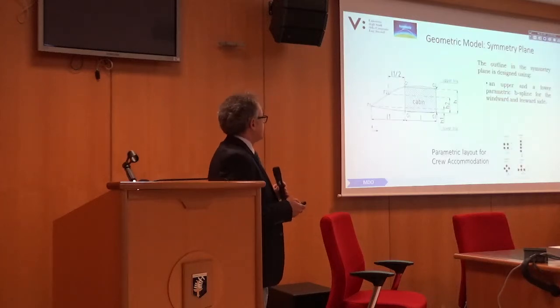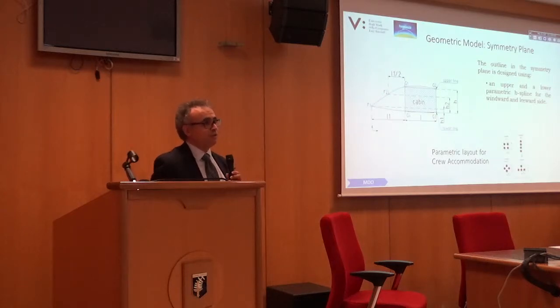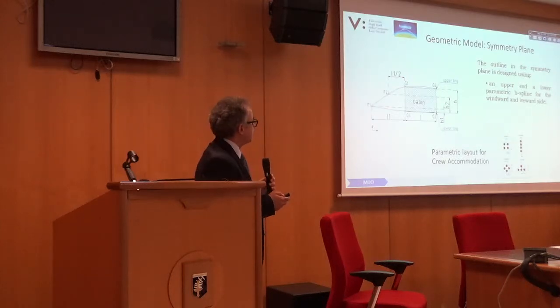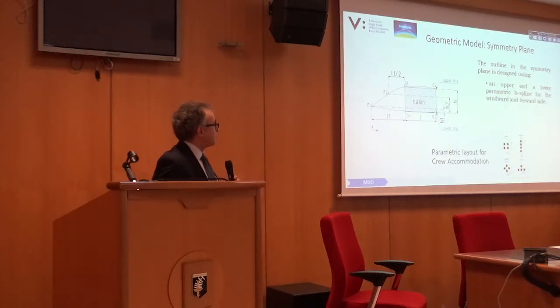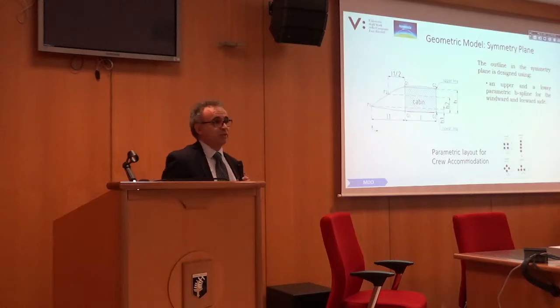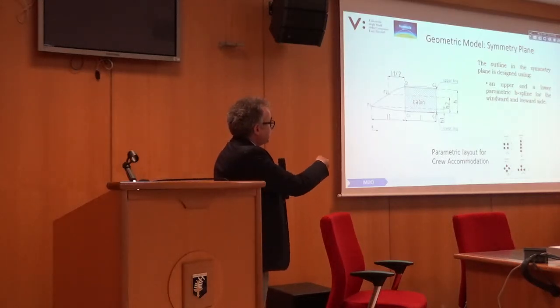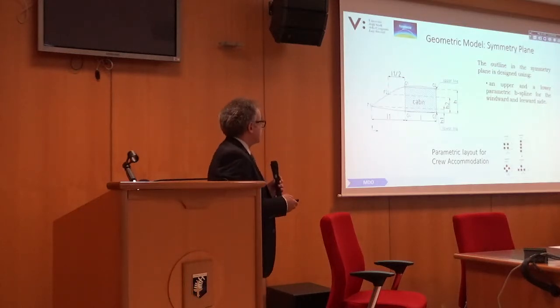This is an example of the parametric model we usually use for the airship design. We have a lot of parameters that we consider in the optimization process, and for instance we also look at the layout arrangement for the crew accommodation. On the right side you can see a possible arrangement for the people inside the ship.